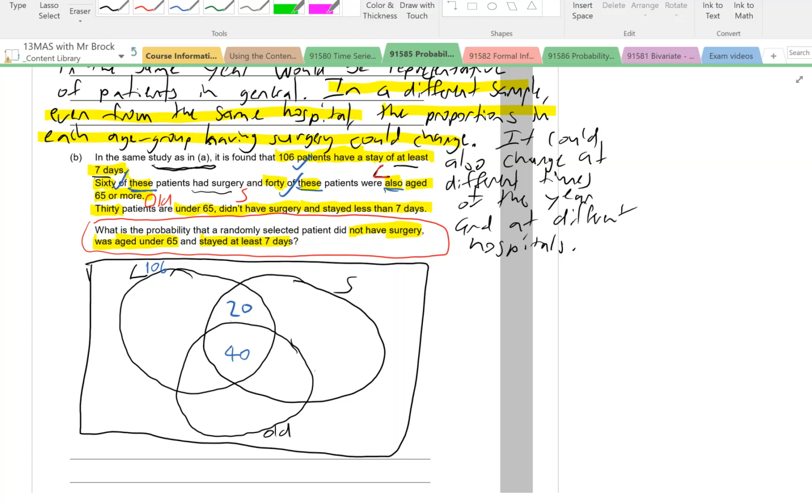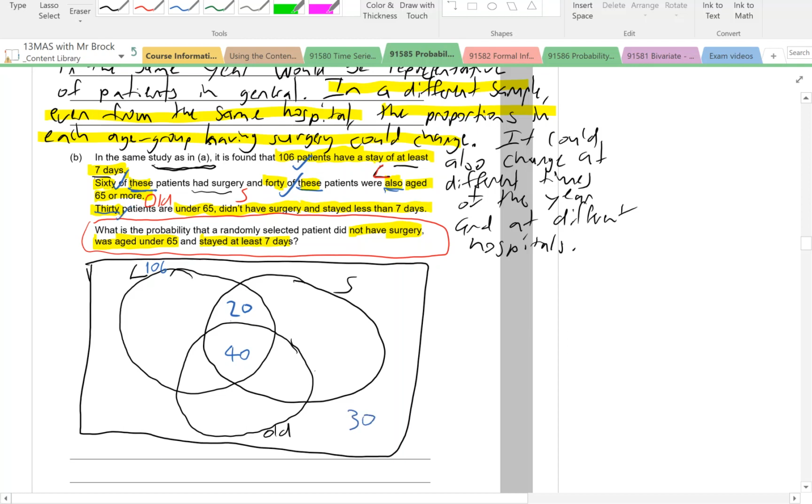Well, under 65 means they're not in the old circle. Didn't have surgery means they're not in the S circle. And stayed less than 7 days means they're not in the long circle. So where does that put it? It puts it outside all three circles. So that 30 just goes out here. Okay, so I've now counted that too.